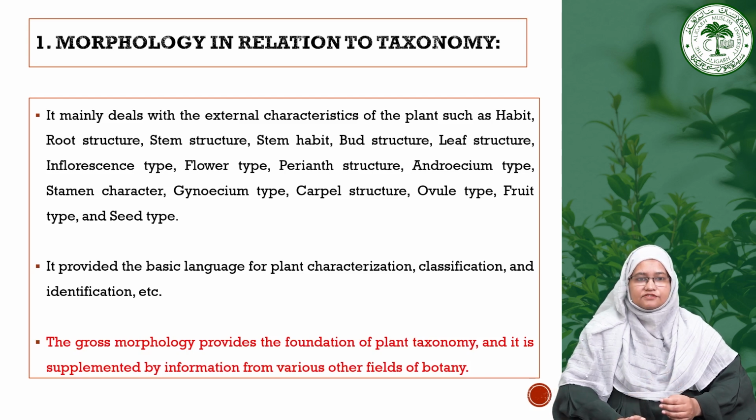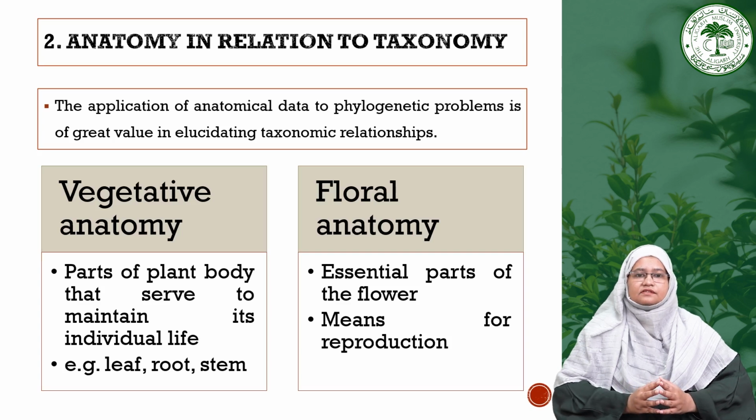So first of all, starting from the next, that is the anatomy in relation to taxonomy. The application of anatomical data to phylogenetic problems is of great value in elucidating taxonomic relationships, because anatomy adds further information to morphology and phylogenetic studies. This anatomy is further categorized into two categories, vegetative anatomy and floral anatomy.